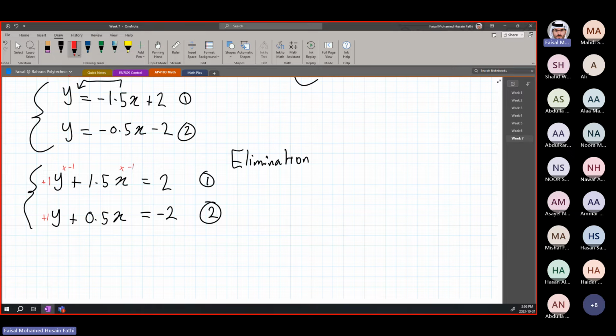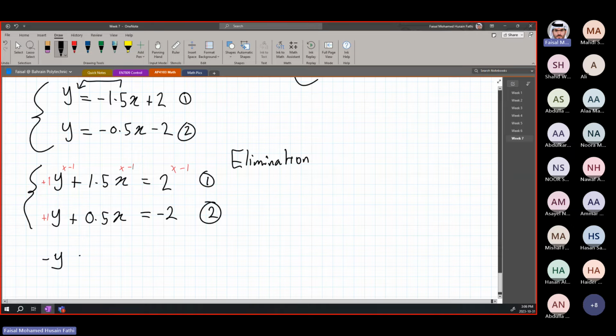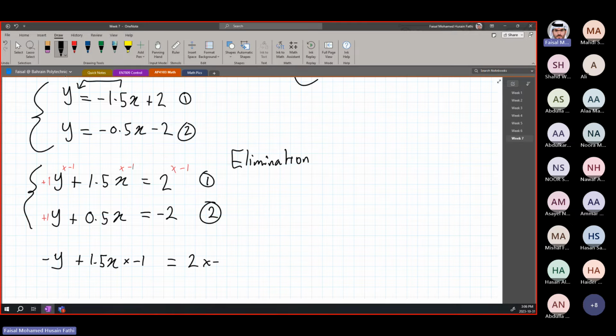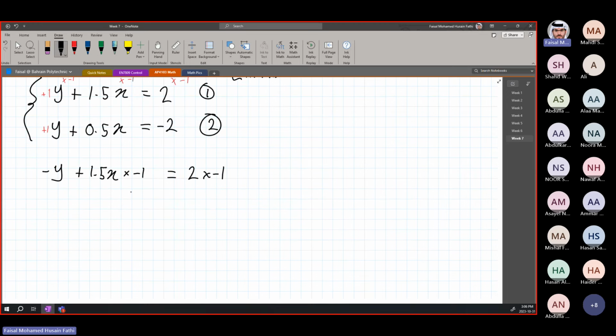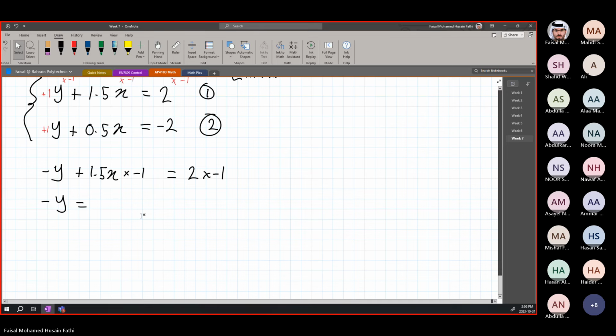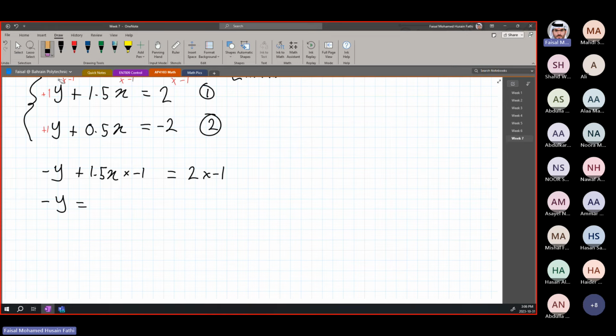Of course, because we're multiplying here, we have to multiply the whole equation by -1. Now, if we rewrite the equation, it's going to be -y plus 1.5x times -1 is equal to 2 times -1. Simplifying this gives us -y, and then 1.5x times -1, minus and plus becomes minus, so 1.5x times 1 is just 1.5x, equal to 2 times -1, which becomes minus 2 times 1, which is 2.